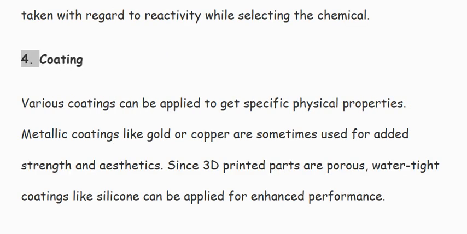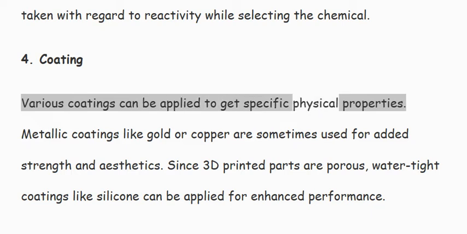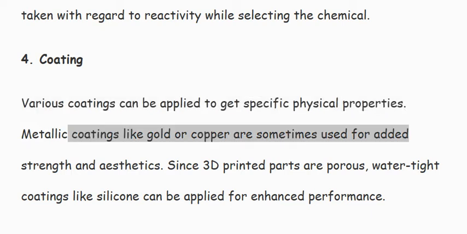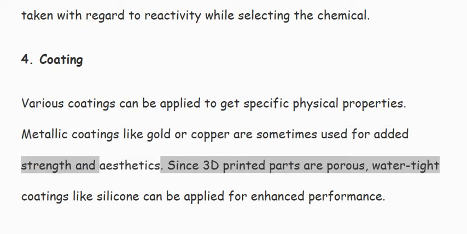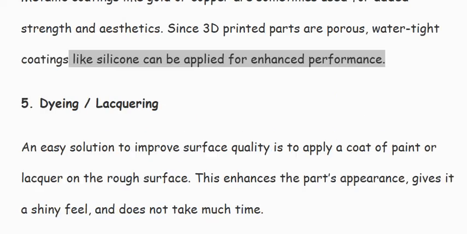4. Coating. Various coatings can be applied to get specific physical properties. Metallic coatings like gold or copper are sometimes used for added strength and aesthetics. Since 3D printed parts are porous, watertight coatings like silicone can be applied for enhanced performance.